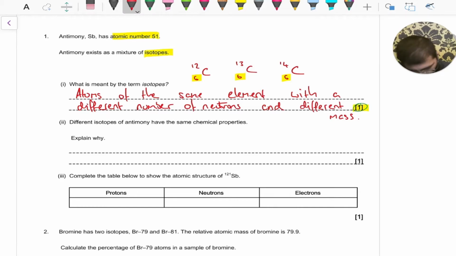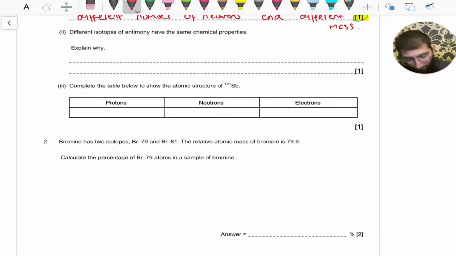Okay, moving on to the next question. Different isotopes of antimony have the same chemical properties. Explain. So we need, in our answer, to give a reason for this ultimately. So why is it that isotopes have the same chemical properties? Because we've established they've got a different number of neutrons. So what's going on? Clearly, the number of neutrons doesn't affect the chemical properties. Well, chemistry is all about the study of electrons.